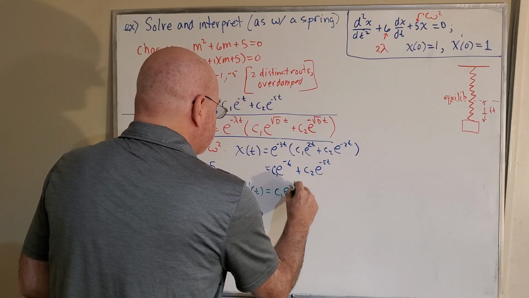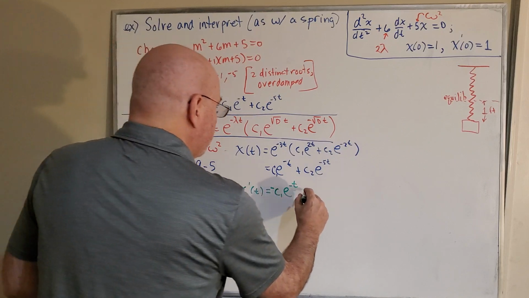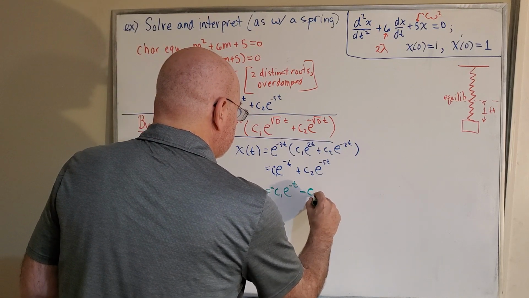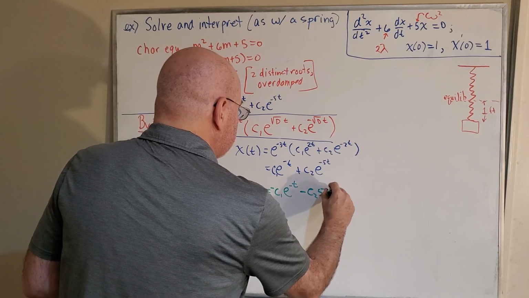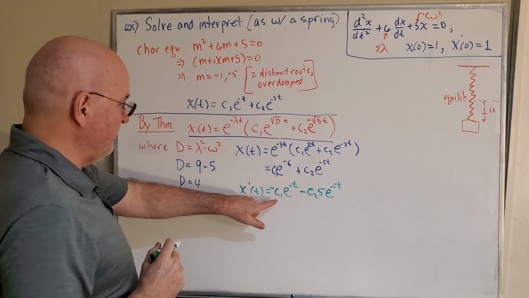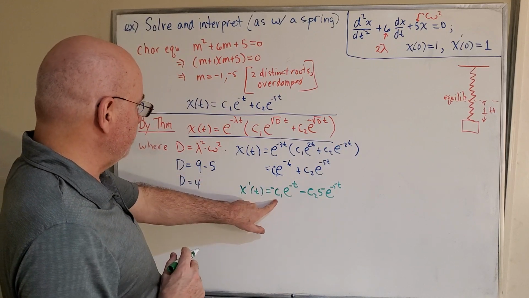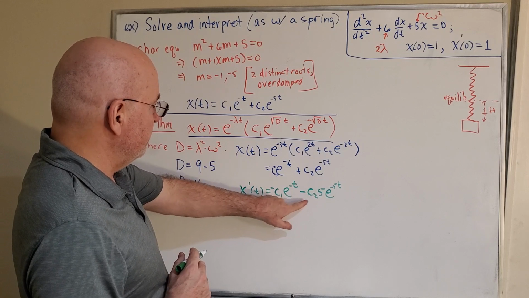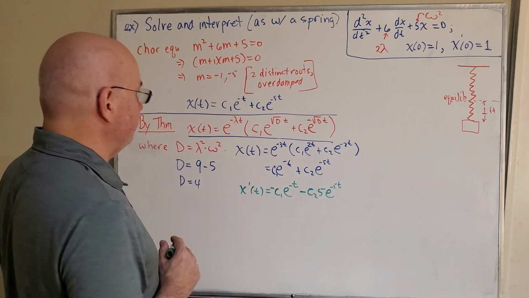e to the negative t, I got to put a negative sign in front of that for the derivative, and this one as well, minus c2 5 e to the negative 5t. I didn't write that very well. Could have written a 5 on the other side of that. So negative c1 e to the negative t minus 5c2 e to the negative 5t.